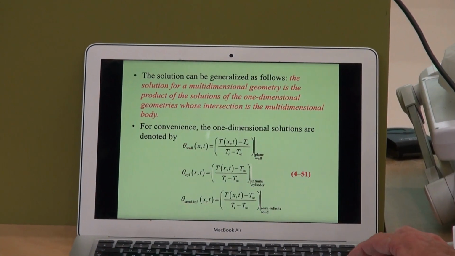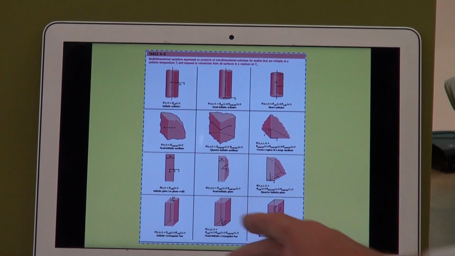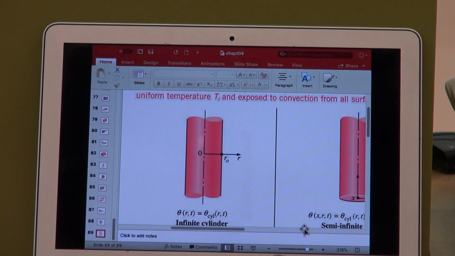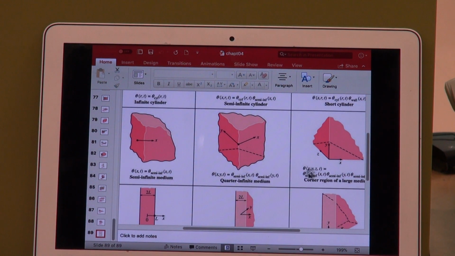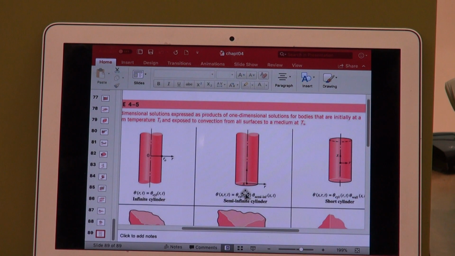I can get this thing to move. I don't think you can see it properly, so let me just see if I can make it larger for you. So there are some of the solutions.